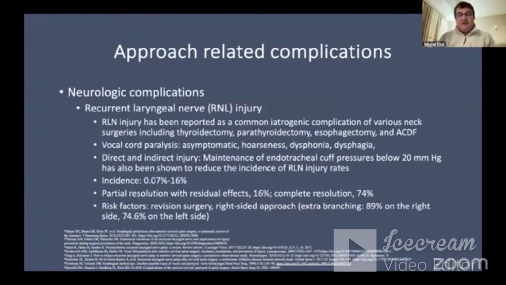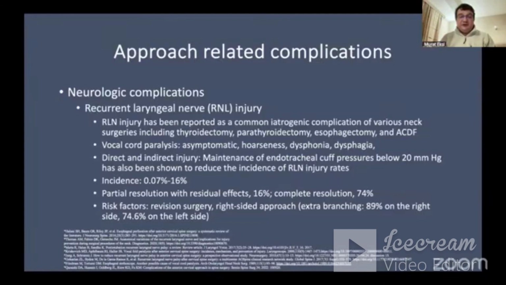Recurrent laryngeal nerve injury has been reported as a common iatrogenic complication of various neck surgeries, not only ACDF, but also thyroidectomy, parathyroidectomy, and esophagectomy. Vocal cord paralysis is the main finding, and it can be asymptomatic, but patients might have hoarseness, dysphonia, and dysphagia. It can be caused in a direct or indirect way.